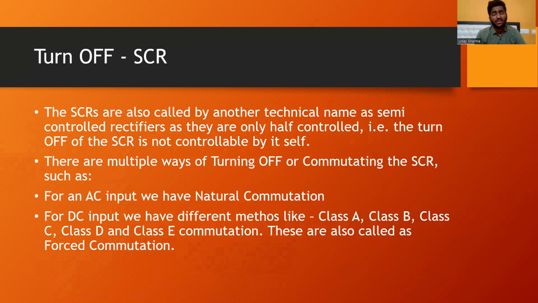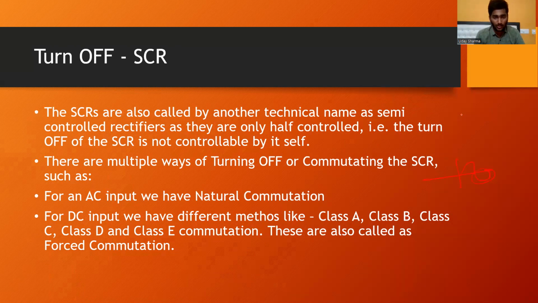Turning off of SCR. SCRs are technically called semi-controlled rectifiers, as we can only turn on the SCRs and turning off is not in our hands. Turning off is also called commutating in terms of SCRs. There are multiple ways of commutating an SCR. We have AC commutation, when the commutation varies from the input. If the input we supply is an AC input, there will be natural commutation, as we have a sinusoidal waveform, and when the negative supply is provided to the thyristor, it turns off automatically, naturally. So we call it natural commutation.